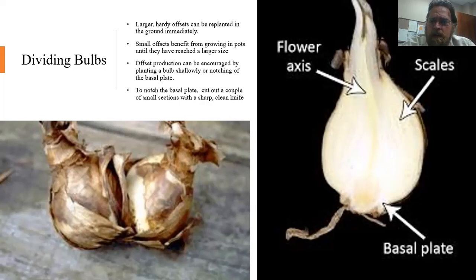Another thing we can do is notching the basal plate of the bulb, and you can see a sort of diagram of a bulb over there on the right side of the screen, where you see the scales of the bulb, and the basal plate is right down there at the bottom, where all the scales are coming out of and where the roots would be. You can just cut out a couple of small sections of that with a really sharp, really clean knife. And that will, again, promote the formation of those offsets so you can get more bulbs.